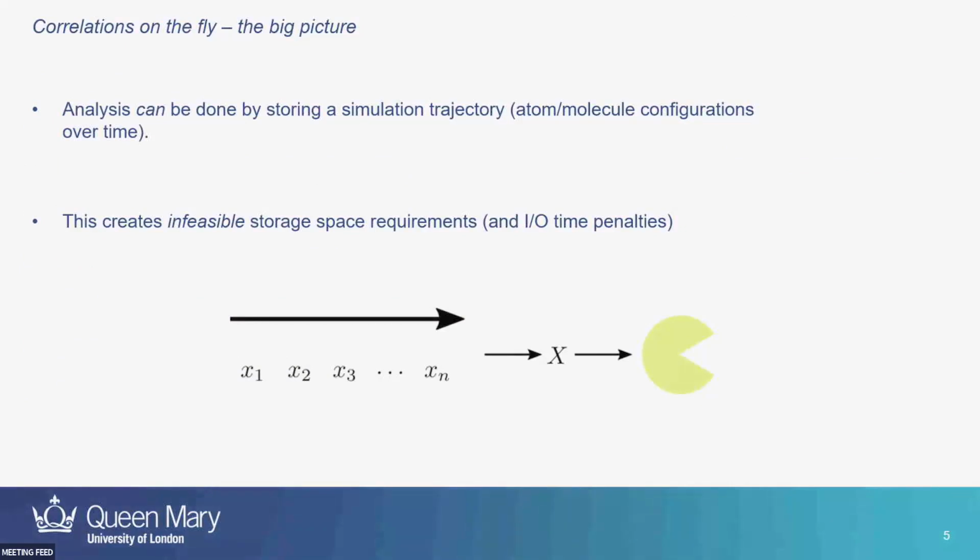So moving on to the big picture of what I'm talking about. Analysis can be done by collecting the system trajectory of your atoms, molecules, whatever you're working with, compiling that into some big database, say the trajectory file X, and then processing it with some algorithm. This can be done, but of course can create infeasible storage space requirements.